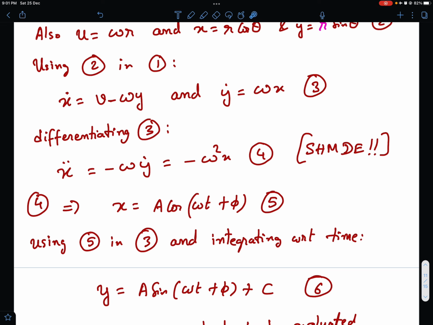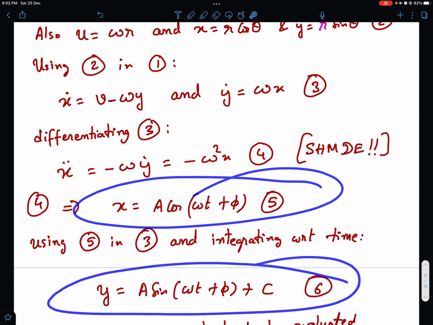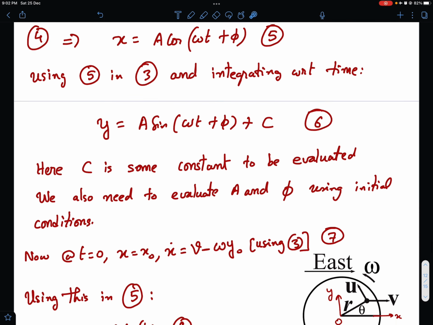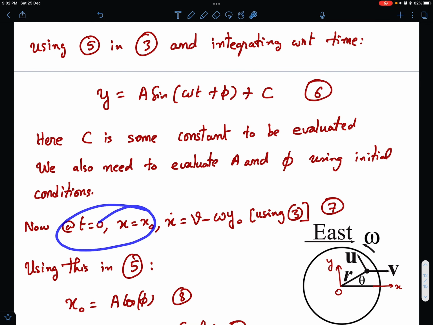But so far we have figured out that these are going to be simple harmonic motion, but we still need to evaluate the value of a, phi and c. If I know the value of a, phi, and c, then I have worked out the entire path of the particle. I know the entire trajectory as a function of time, right? So how do we find a, phi and c? We need to use the initial conditions. Initially we know that the value of x is x naught, and what's the value of velocity? So let me write. At t equal to 0, x is x naught and x dot is v minus omega y naught.